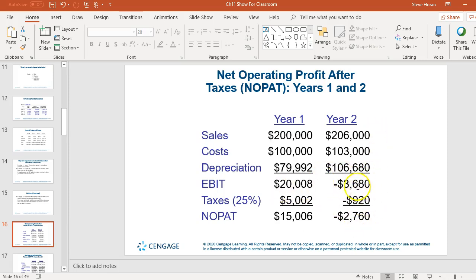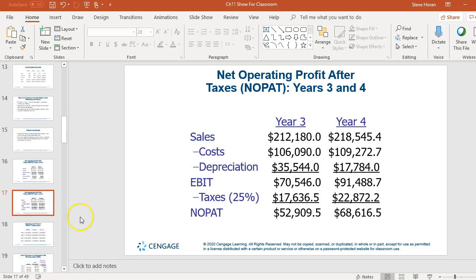And in year 2, it's a loss because of that big depreciation hit. So remember, years 1 and 2 have a lot of depreciation. Also remember that depreciation is a non-cash expense. But we do need to include that so that we get the right tax computation. So in year 2, because we have a negative EBIT, we actually get a tax benefit because of that. And then in years 3 and 4, our EBIT's positive because the depreciation drops so much. And so we can see what our tax is in our NOPAT, $52,000 and $68,000.